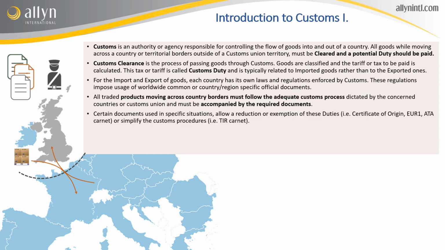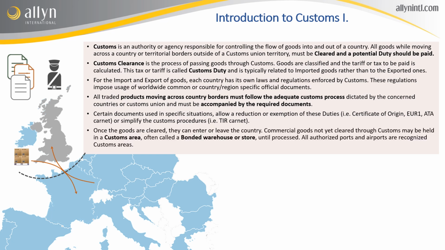Certain documents used in specific situations allow a reduction or exemption of these duties, for example, Certificate of Origin, UR1 or ATA Carnet. Or they simplify the customs procedures, for example the TIR Carnet. Once the goods are cleared, they can enter or leave the country. The commercial goods, before they are customs cleared, may be held in a customs area, which is also called customs or bonded warehouse or bonded store. All authorized ports and airports are recognized customs areas.